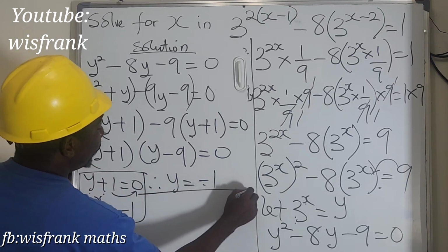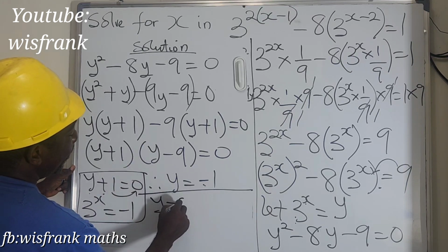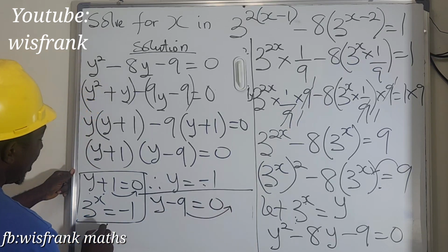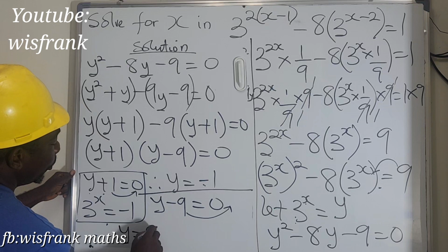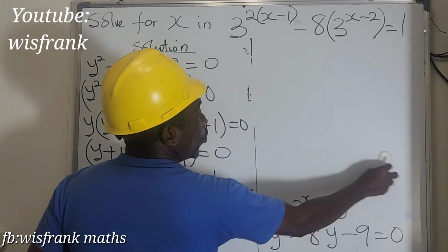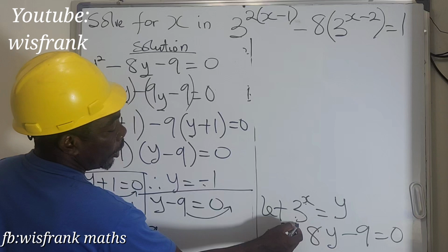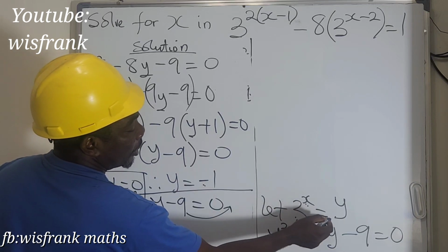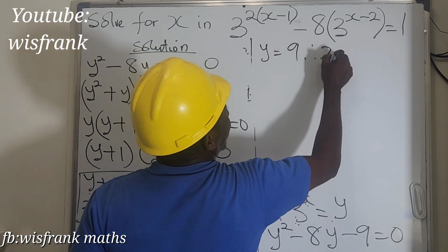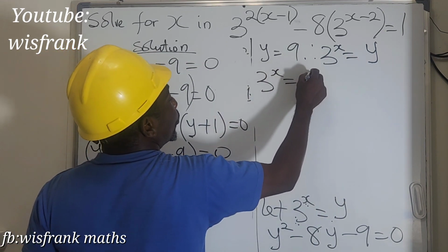So we are going to take the second parenthesis, which is y minus 9 equals to 0. So 9 will be transposed into this other side. We have the value of y equals to 9. Let's recall that we have, let's clean this. So we have value of y equals to 9. And we recall that we have 3 to the power of x equals to y. Then our y equals to 9. Therefore, we have 3 to the power of x equals to 9.